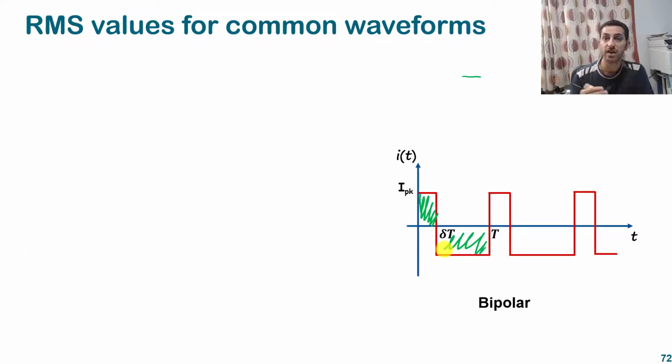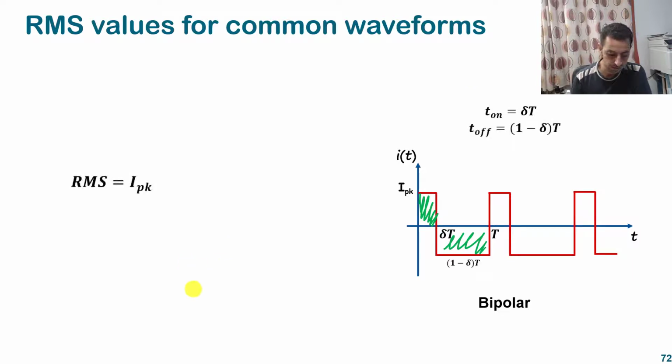What that means is the average is not 0, because the average will be 0 for identical positive and negative portions, but here it is different. So that's why we can expect an average value not equal to 0. What about the RMS value? What do you think about this one? If you square it, it will also be DC. So the RMS value is I peak again, and the average value is different.